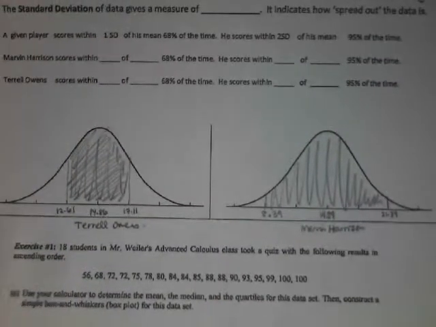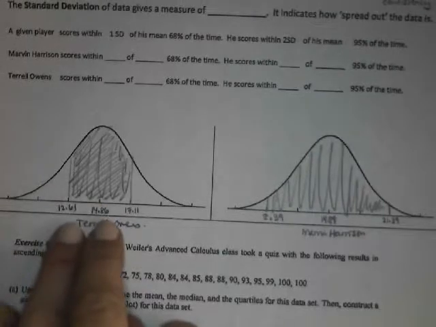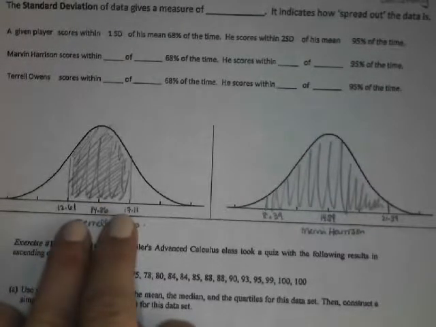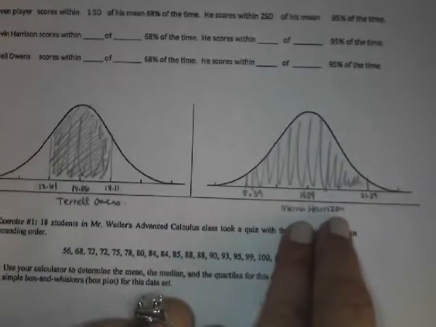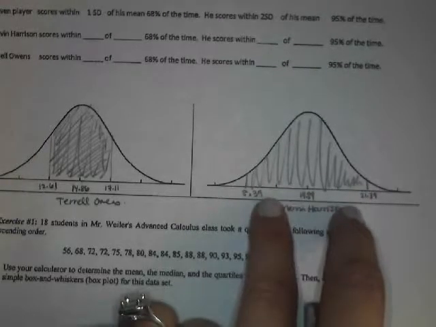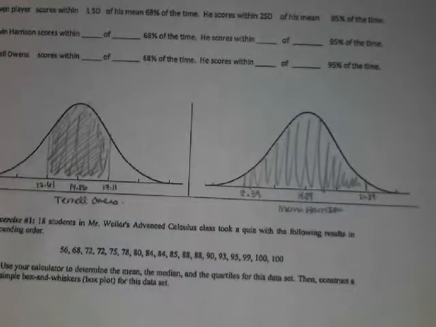So when you look at those two side by side, Terrell Owens is much more predictable, much more consistent. His points scored are more closely knit to the average, versus Marvin Harrison is kind of a wild card. He could have a stellar game and do really, really well, or he could be terrible and have a pretty poor game and only score 8 points.